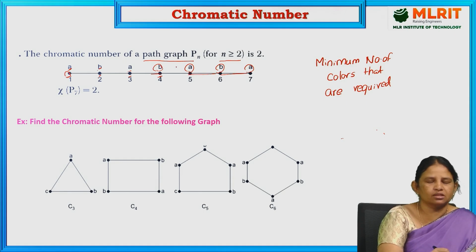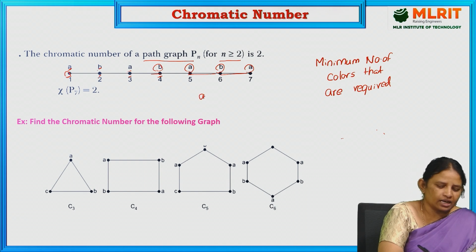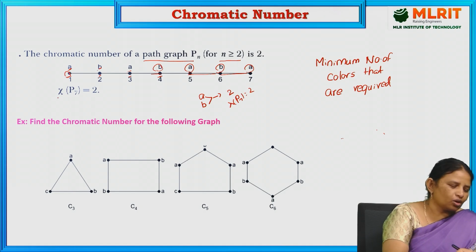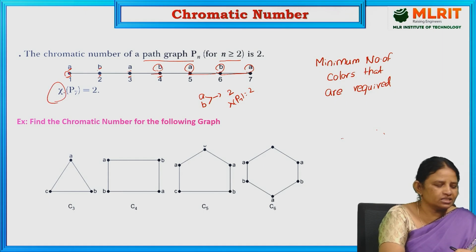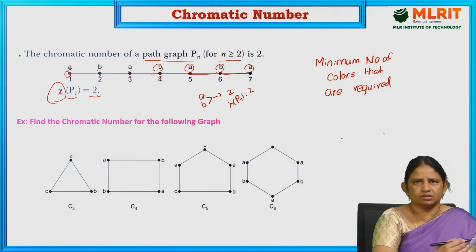For the path graph, we can use only color A and color B. The chromatic number for the path graph is 2. What is the chromatic number? The chromatic number for the path graph is 2. The chromatic number is denoted by a symbol like lambda of P7, which means the number of vertices is 7. So equal to 2 means the chromatic number for this graph is 2.